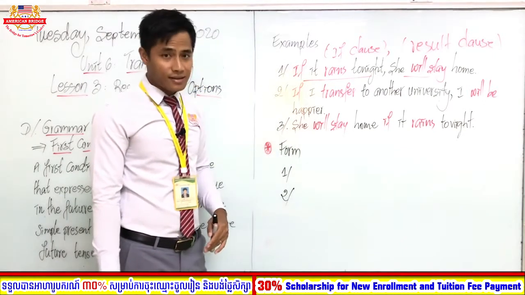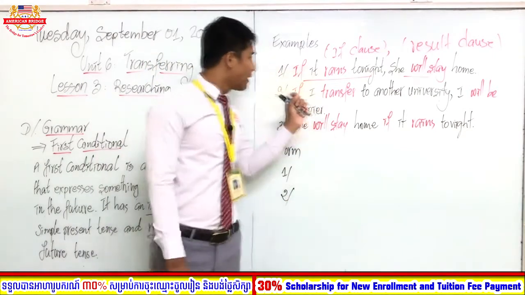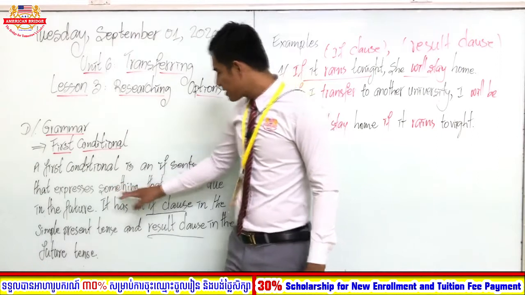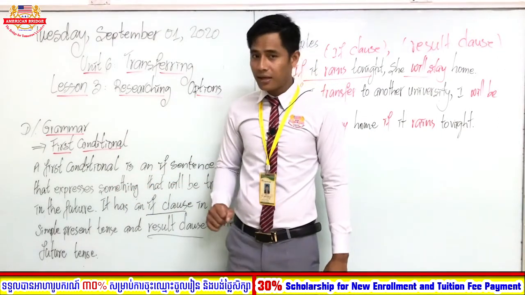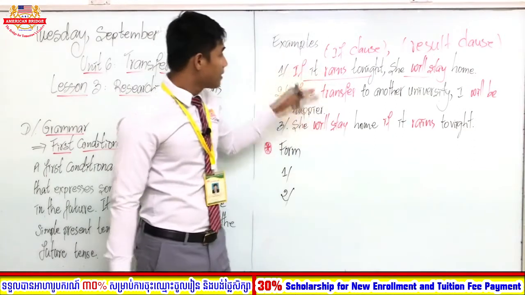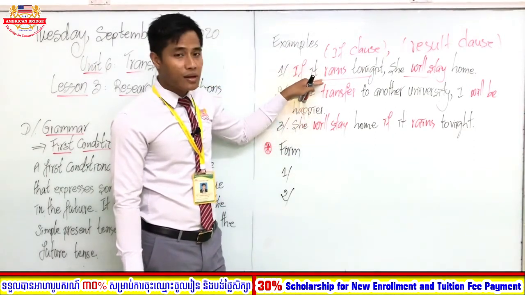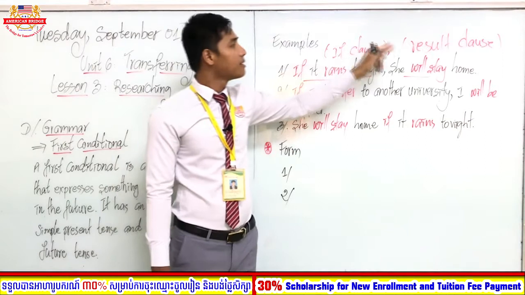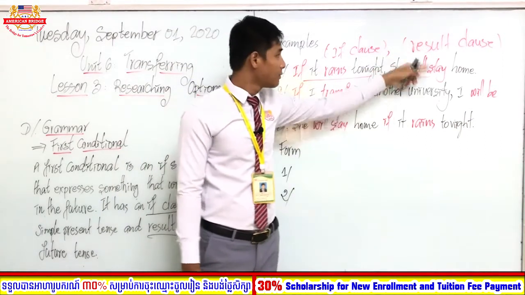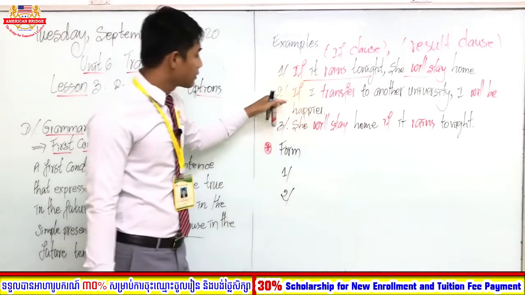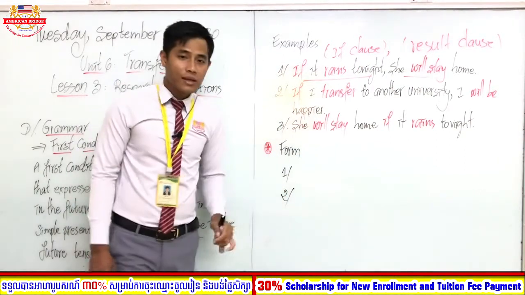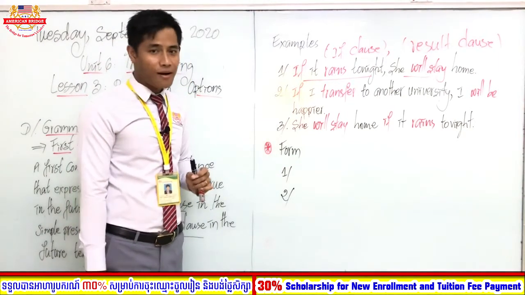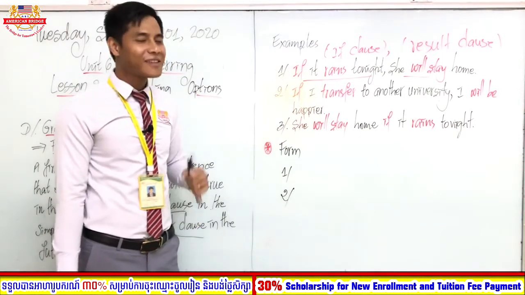All right, good, students. So now you understand. Again, the conditional is used to express something that will be true in the future. This conditional is made up of an if clause in the present and a result clause in the future. Teacher believes that you understand. So let's move to form. According to these examples, please give me the form of the first conditional sentence.